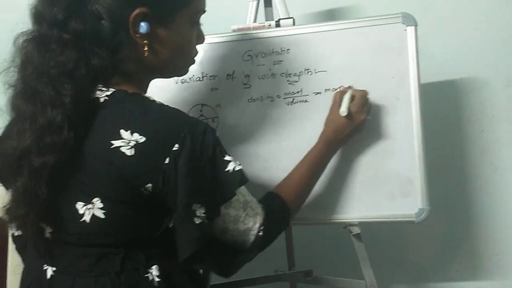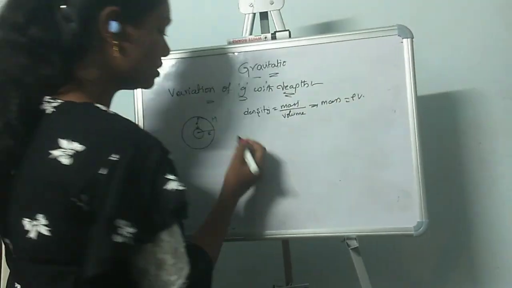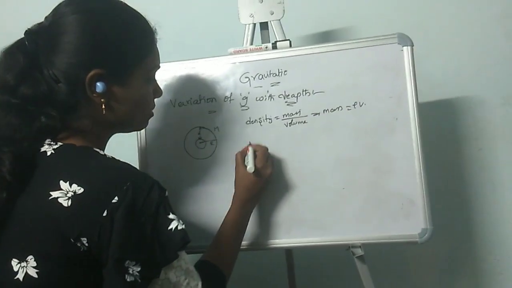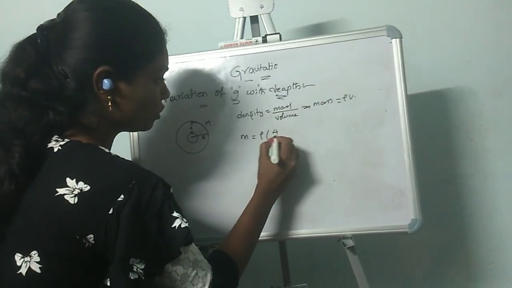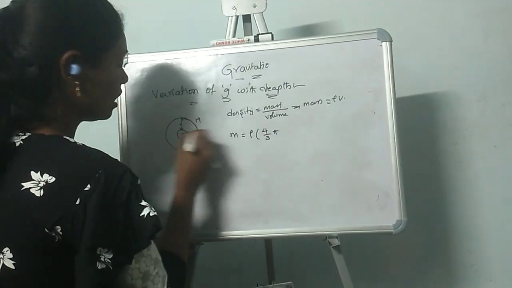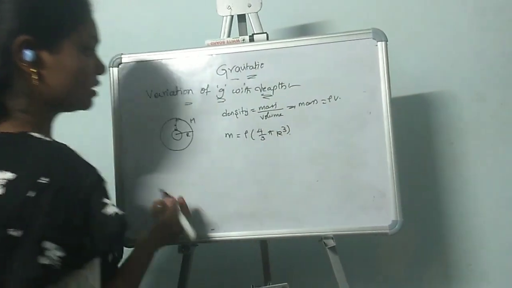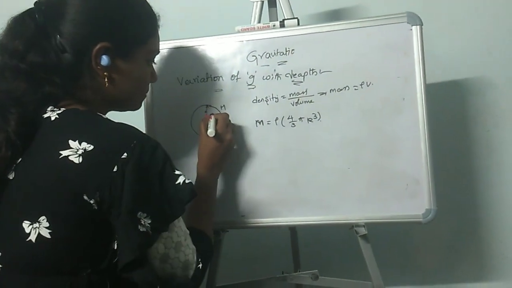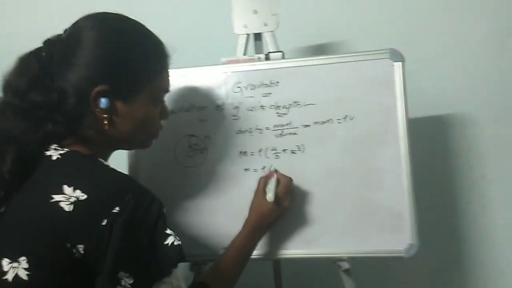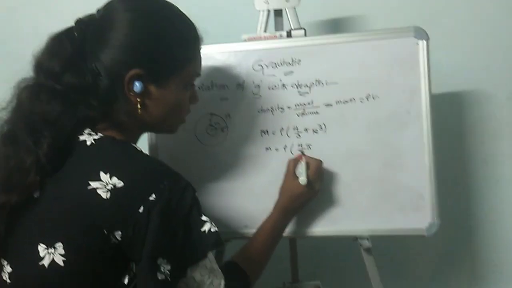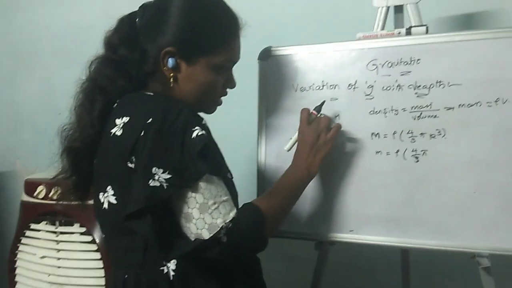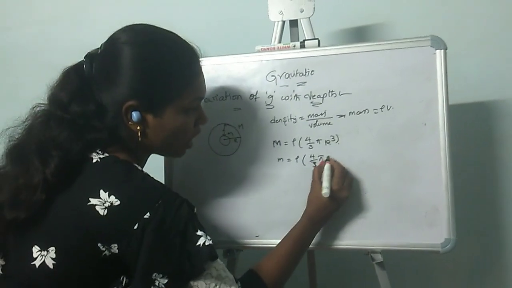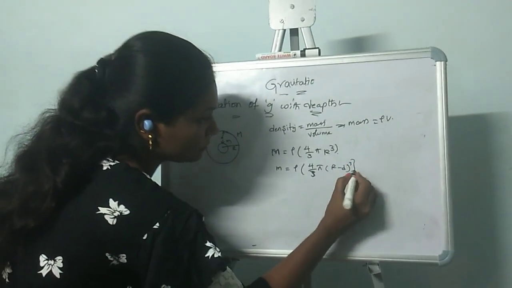Then mass equals rho into density into volume. Then we can write mass equal to rho into 4/3 pi r cube for the total mass capital M. For the small mass m, that equals rho into 4/3 pi into, which has radius for this mass, r minus d. So (r minus d) whole cube.